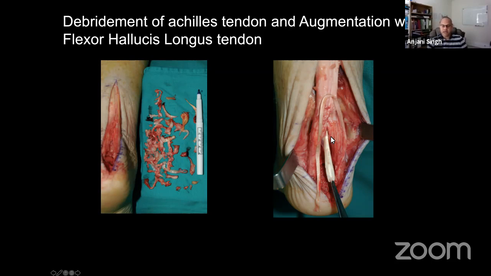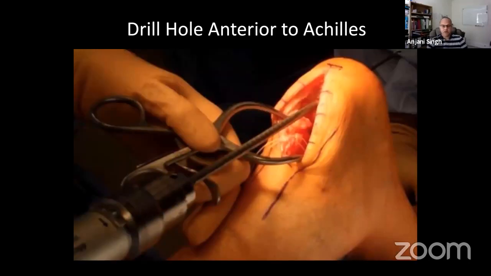And then you can also repair the FHL muscle onto the tendon, which is supposed to give some blood supply. And because the FHL tendon has a long belly of muscle which comes quite low down, that helps in the vascularity as well. And then you can retain the other part of the tendon which you have debrided and which is healthy, and close the tendon on top.